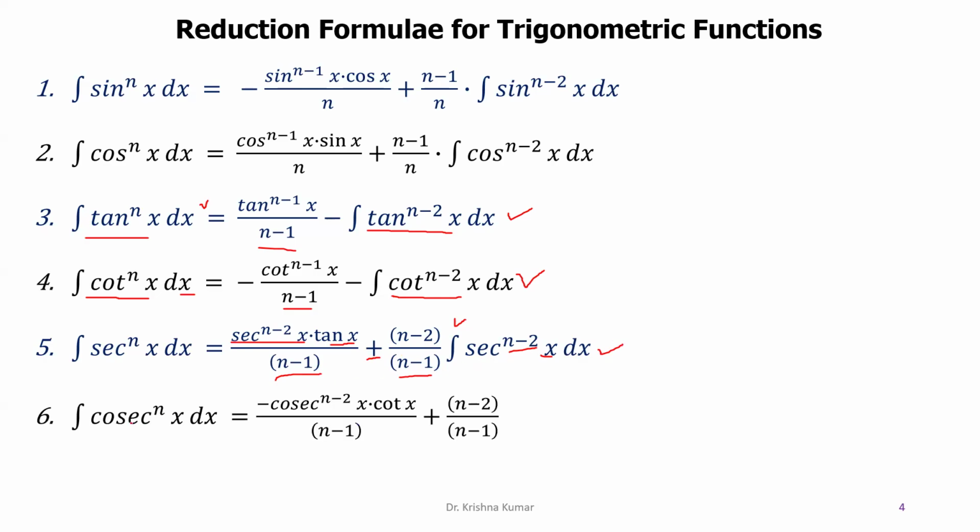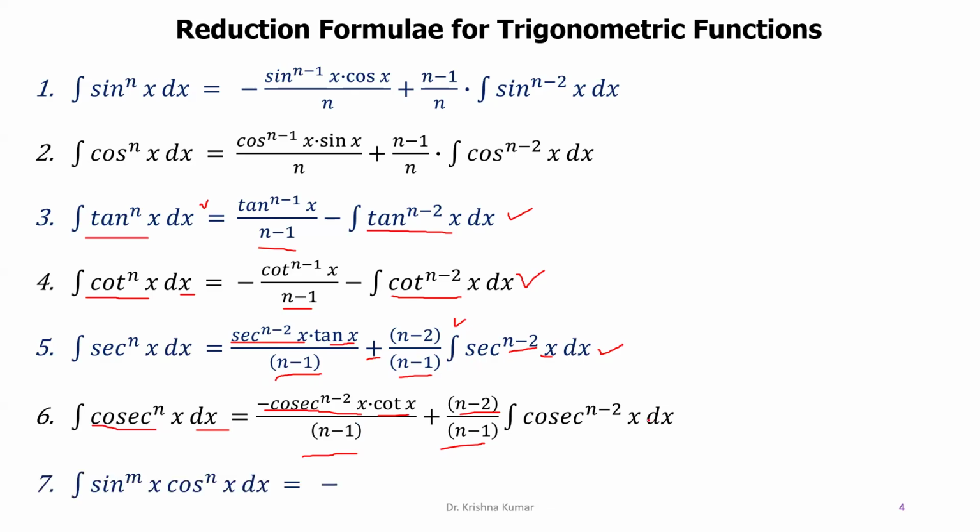The sixth reduction formula is the integration of cosec to the power n x with respect to x, which is equal to minus cosec to the power n minus 2 x into cot x upon n minus 1, plus n minus 2 upon n minus 1 integration of cosec to the power n minus 2 x with respect to x.